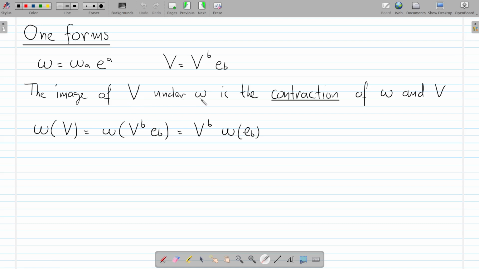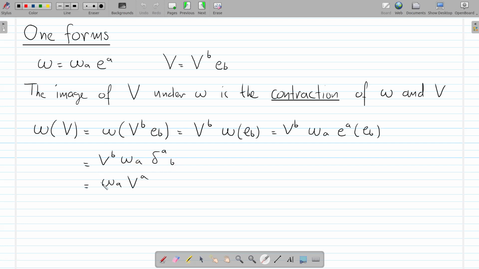The image of a vector v under omega is called the contraction of omega with v. Let's compute this one, and let's substitute for the vector v here its expression as a linear combination with respect to a chosen basis e_B. Because of the linearity of the map, v^B can be factored out, and because omega is this linear combination of one-forms, then we obtain the action of a member of the dual basis on a member of the vector basis here. That will give us, by assumption, the Kronecker delta here, and the terms that will give a non-vanishing contribution will be the ones where the index A is equal to the index B.